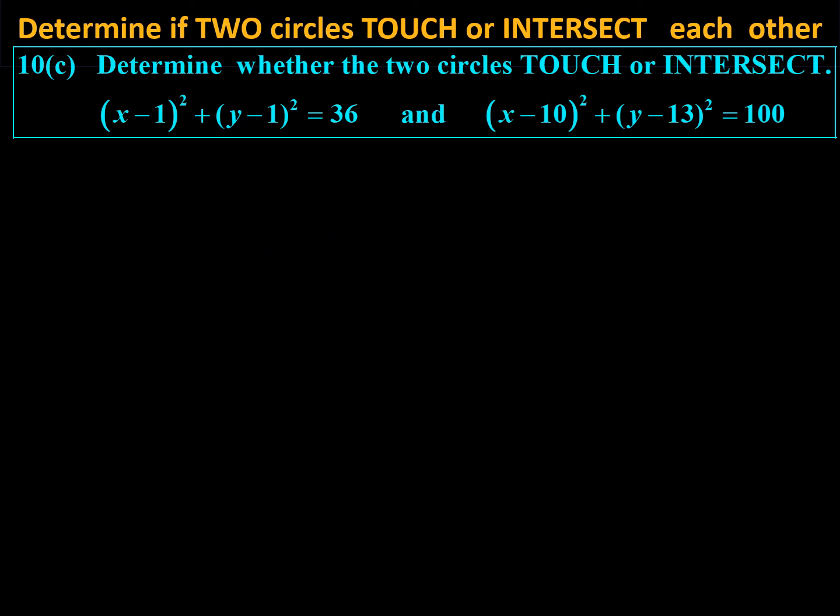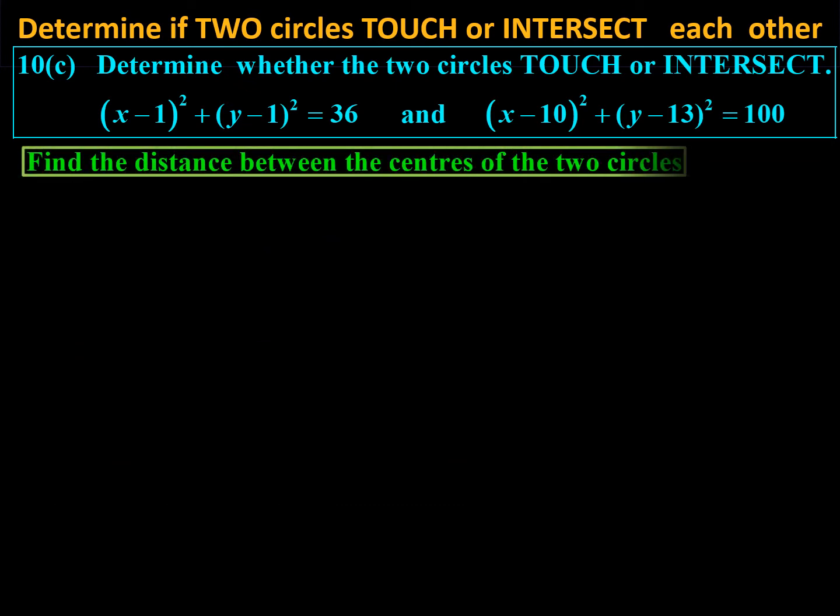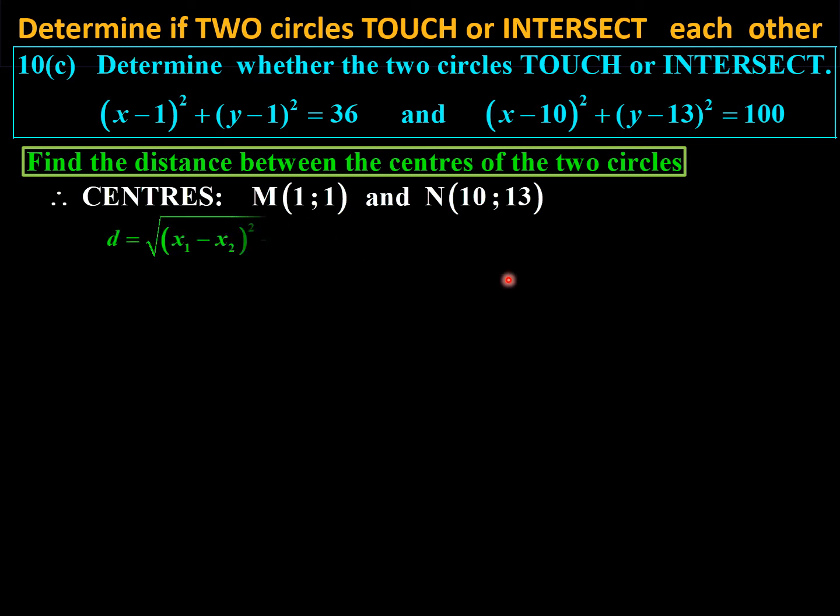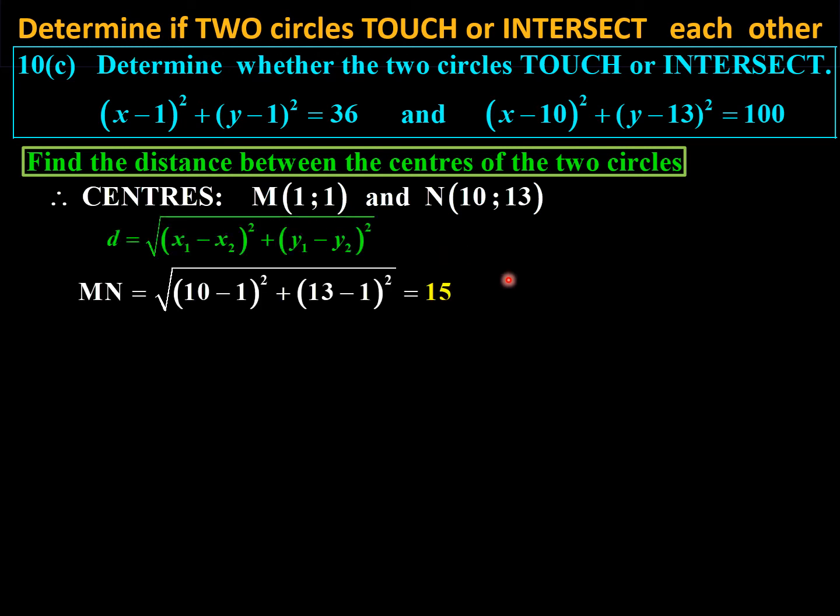Let's look at the third pair of circles. Again, there the center is 1 and 1, and there we have a center 10 and 13. This radius is 6 and that radius is 10. So we have the coordinates of the two centers, M and N. Let's find the distance. We find the distance is 15.